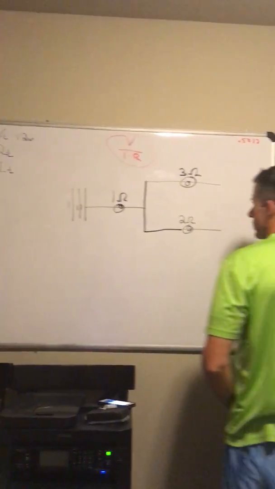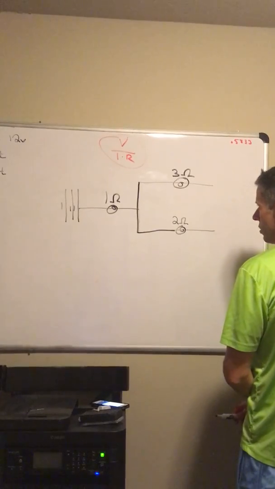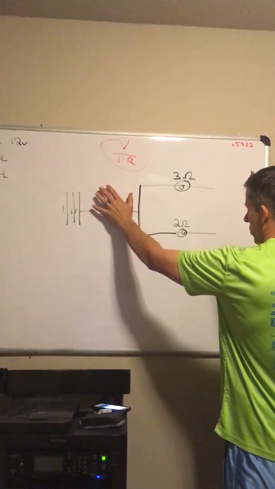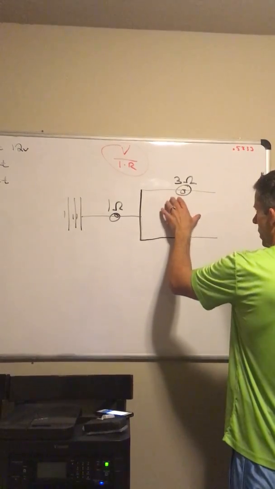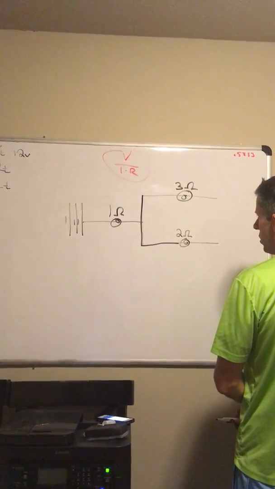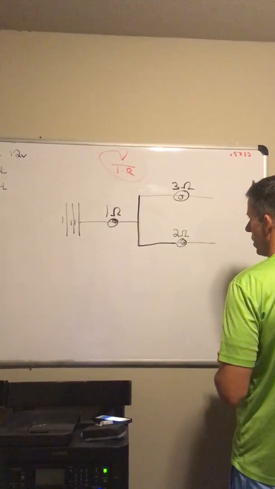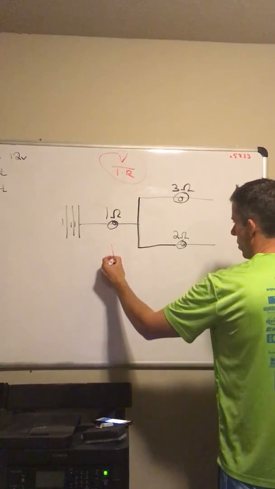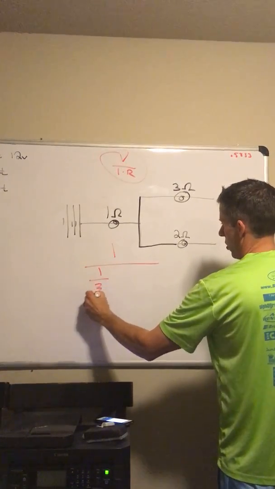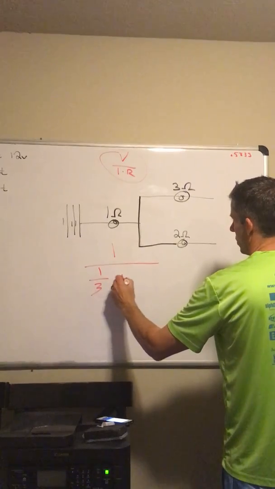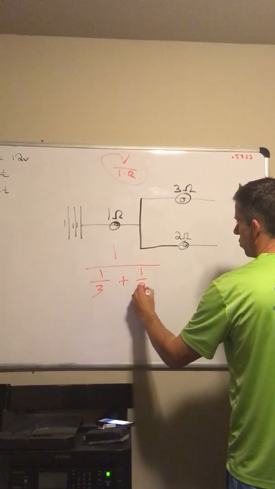And to do that, I focus on my parallel portion of the circuit. I do not do anything with this load or this resistor. In looking at this portion, I am going to use a method for solving, and that is my 1 over 1 method. So I take 1 over each load. So you'll see that I've done 1 over 3 and 1 over 2.